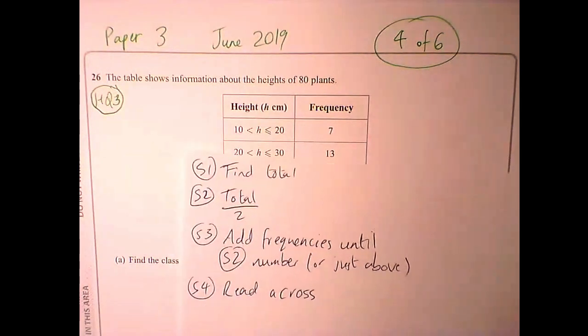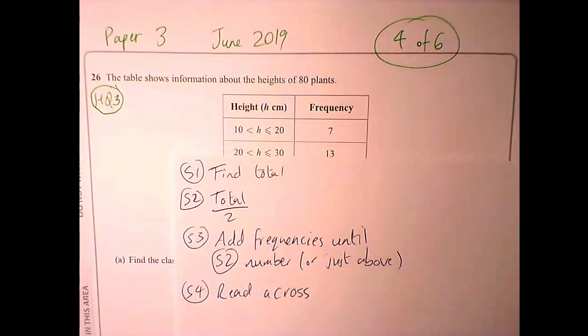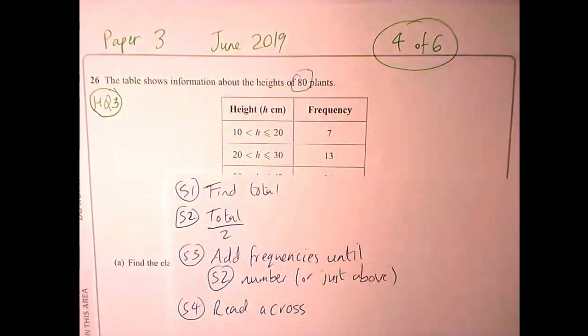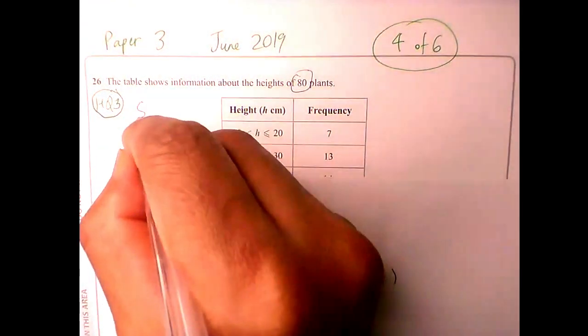So just like before, step 1, find the total. So my total, I'm told, is 80 plants. So I'm going to do 80.